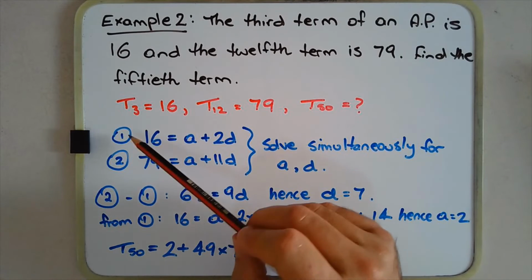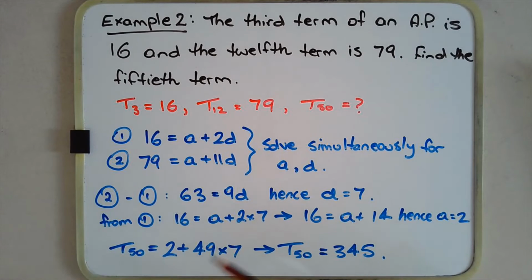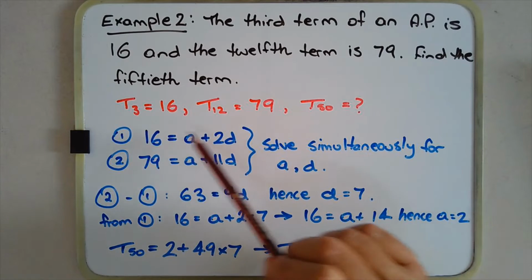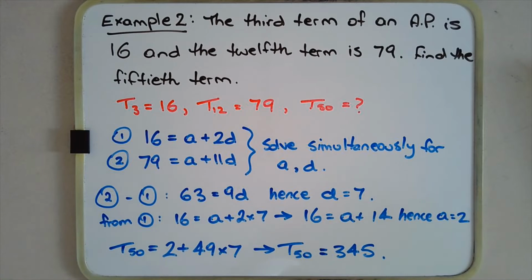Now using either of the two equations in the simultaneous equation, either equation 1 or 2, whichever is the more convenient, I'm just going to use equation 1, substituting in d equals 7 into equation 1, and then just rearranging the formula, we can determine the value of a. So from 1, 16 is equal to a plus 2 times 7. 16 is equal to a plus 14, hence a is equal to 2, so that's the first term of this AP.